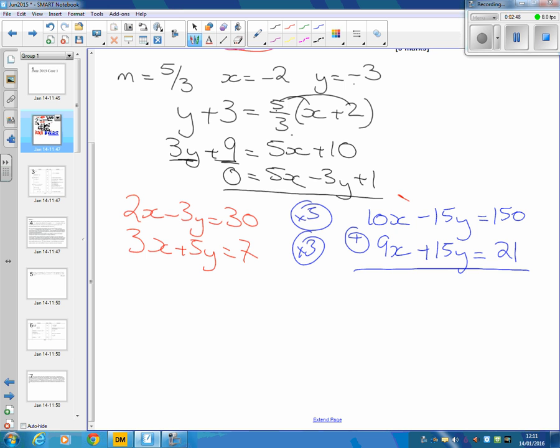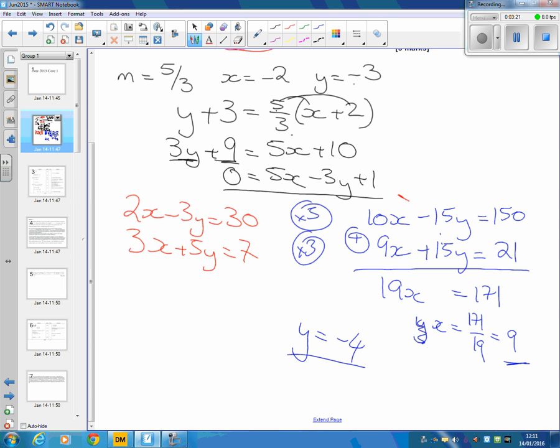Adding those two equations together gives me 19x's. Those two things cancel out, and that gives me 171. So my x is equal to 171 divided by 19, which you might better work out is 9. You didn't actually need to work it out if you didn't have to. You could have left 171 over 19. When dropping that 9 back in, we find out that the y value is equal to minus 4. I think it was minus 4.